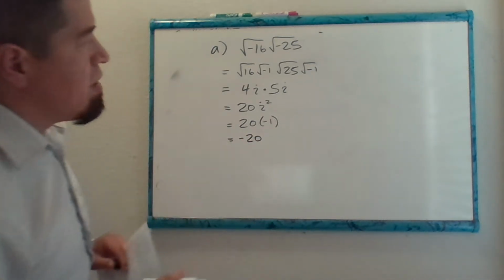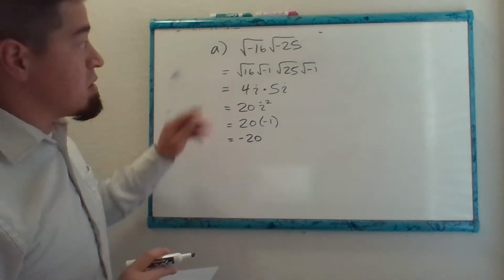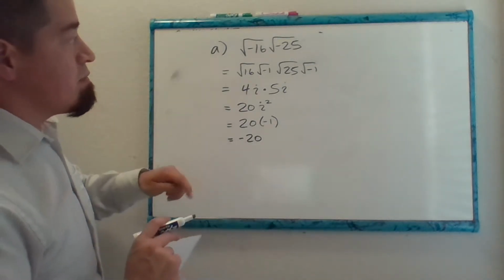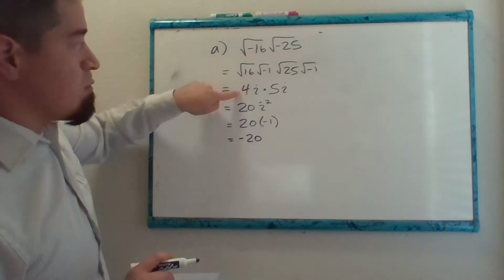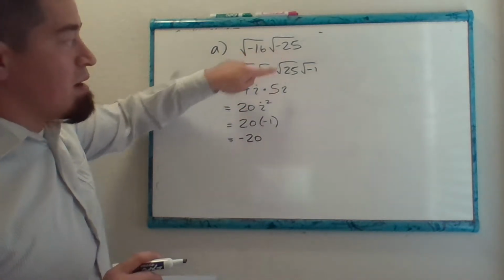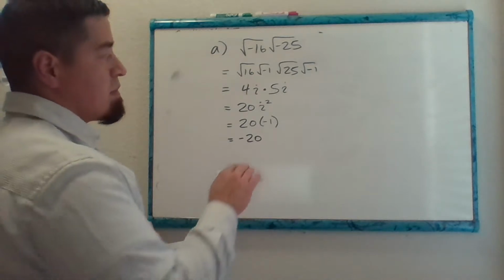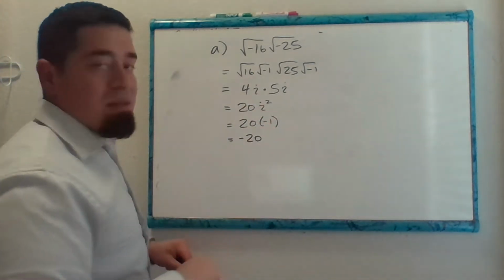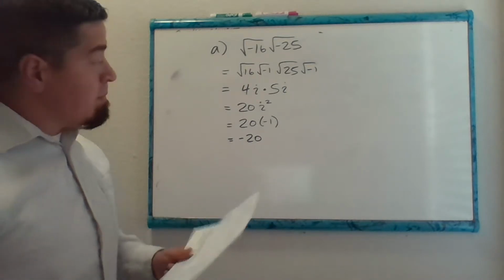Alright. And there's a lot of steps that you can skip in here. I just like to show everything just to make sure you understand what's going on. For instance, you could probably go straight from here. I know the square root of 16 is 4. I know it's a negative, so I know there's going to be an i. I also know the square root of 25 is 5. And I know it's negative, so there's going to be another i. And then I probably wouldn't skip too many steps in here just because it's easy to mess up with some of the negatives and things like that.